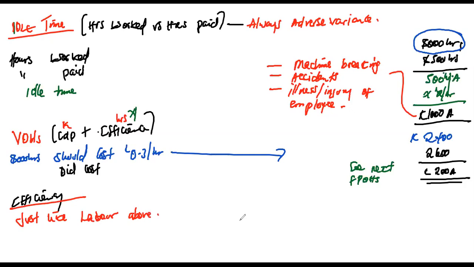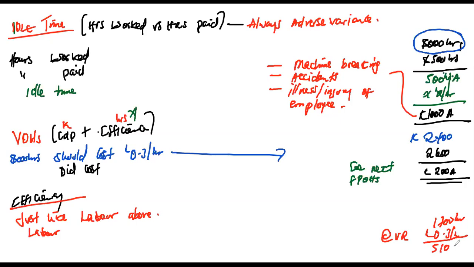So here, what was the variance for labor in terms of hours? The labor variance was 1,700 hours. Simply multiply these hours at what rate? At the variable rate. How much is the variable rate? 0.3 kwacha per hour. So how much is the variance? It is 510 favorable.